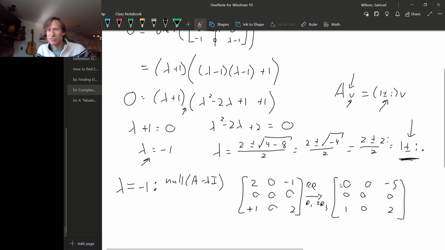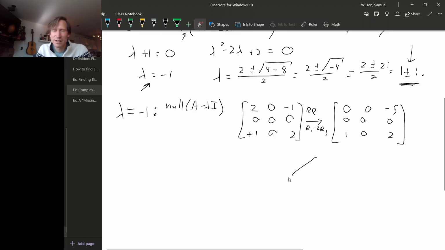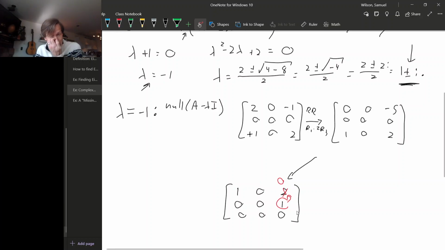We could write down a solution just from here, but if we want to put it into reduced row echelon form, we'd swap the 1, 0, 2 up to here, and then 0, 0, minus 5, but we can divide that row by minus 5 to get a 1 here, and then 0, 0, 0. And we need to use this 1 here to zero out the 2 above it, so that's a 0. So here's reduced row echelon form.